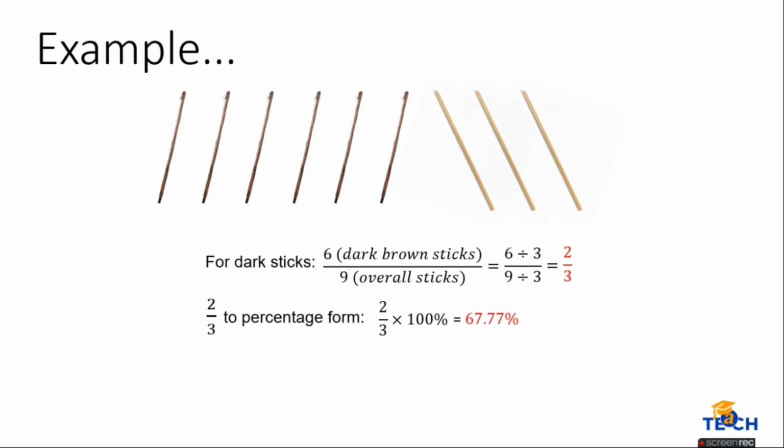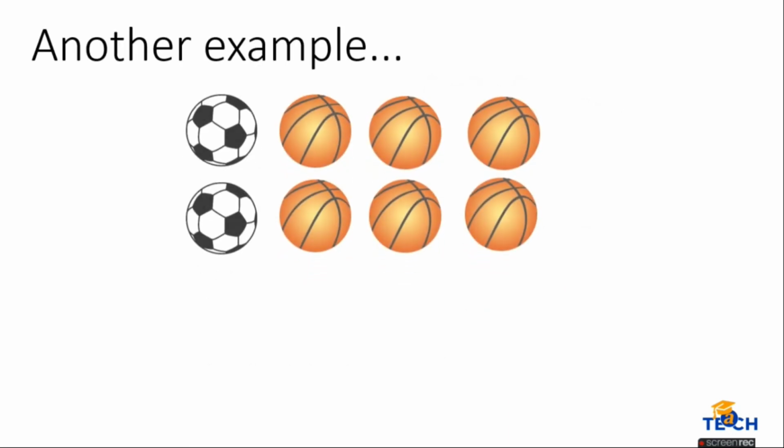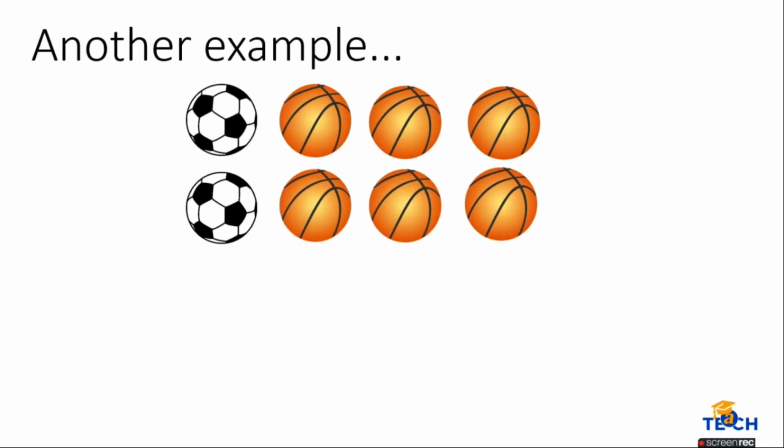From percentage form to decimal form, we have here 66.67% over 100% is equal to 0.6667.